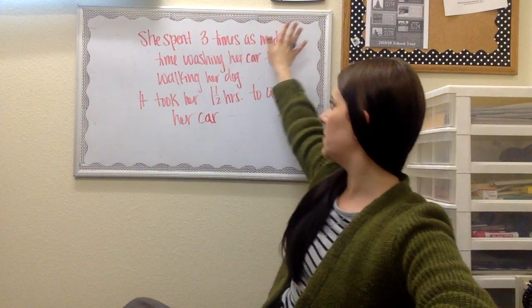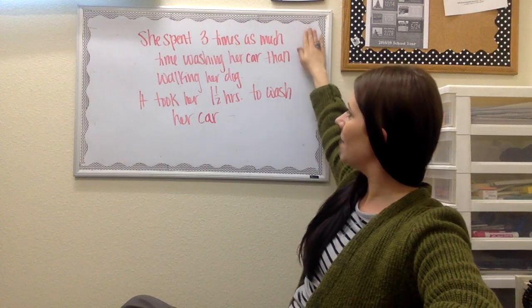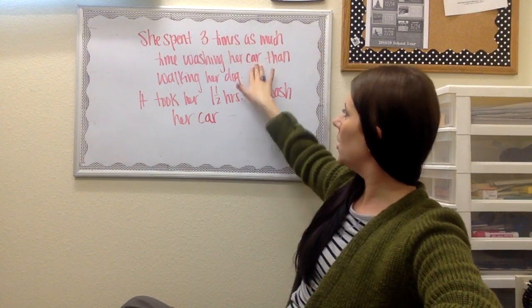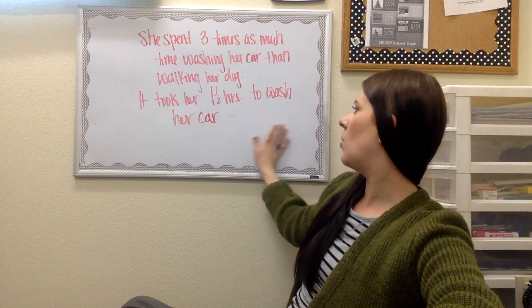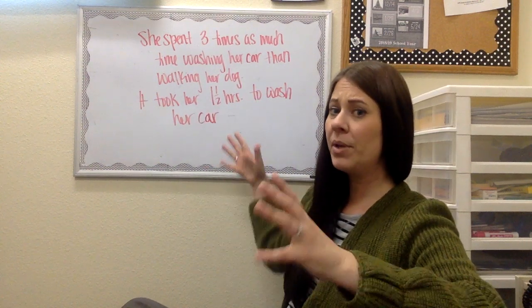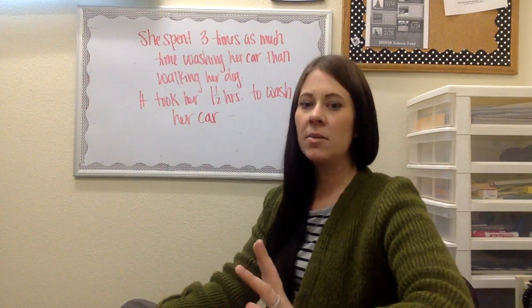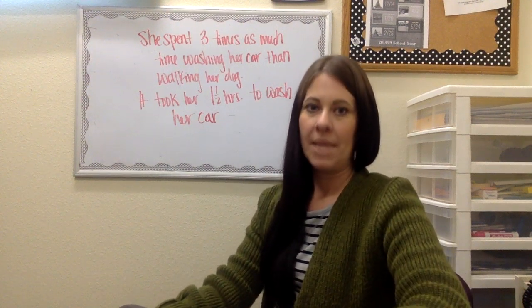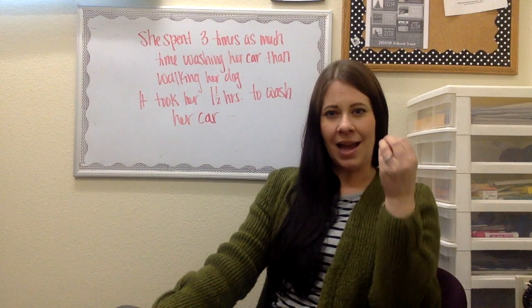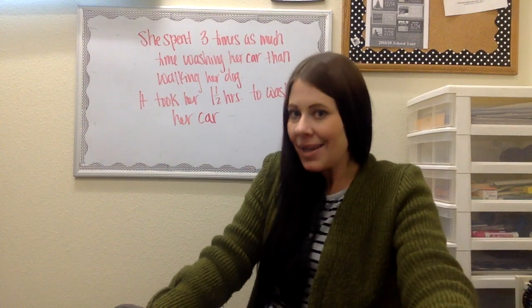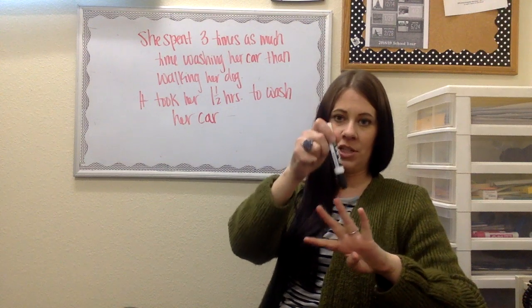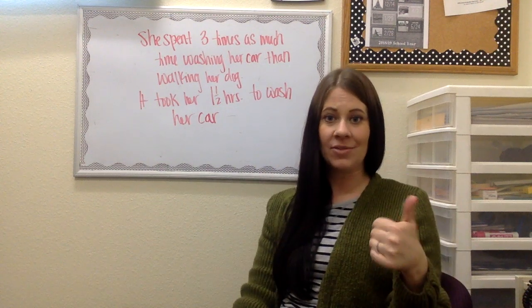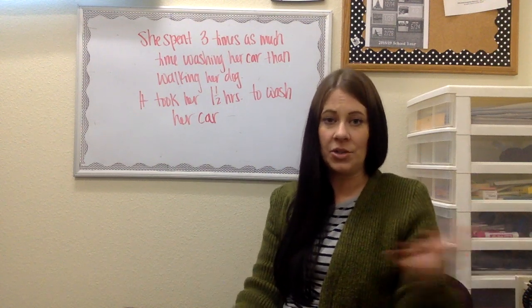All right, so we have this person. She spent 3 times as much time washing her car than walking her dog. It took her 1.5 hours to wash her car. And we need to make an equation. So this is the way I like to think of it. In an equation, I get an equal sign. I don't get a lot of other things. I get 4 operations: multiplication, division, addition, subtraction, and an equal sign.